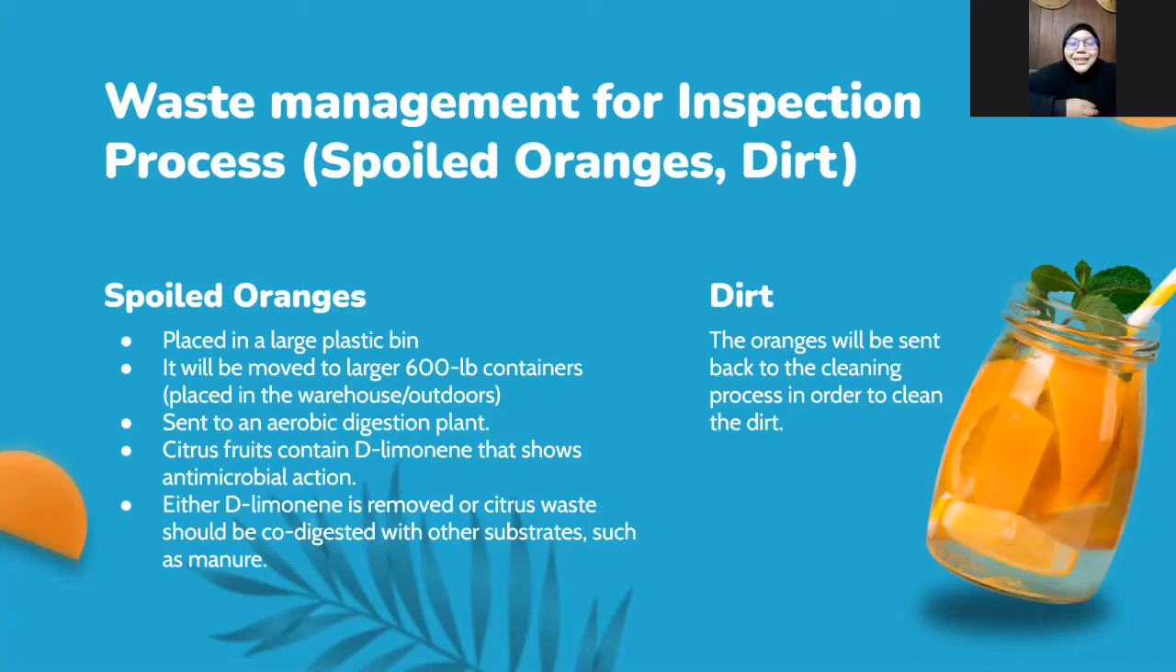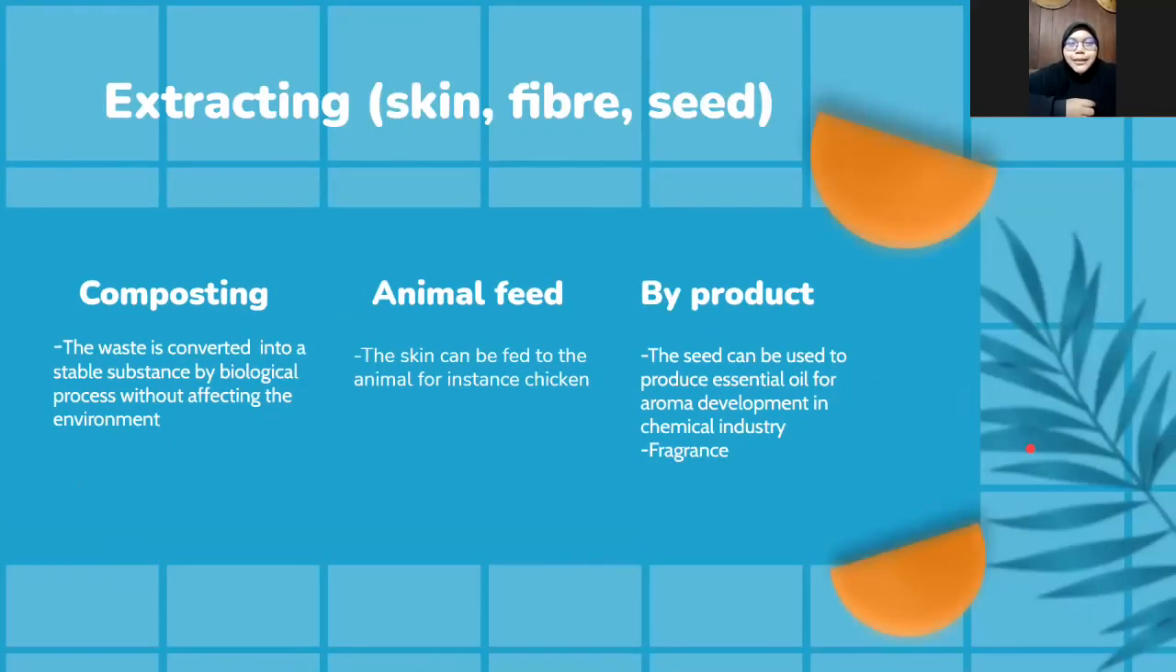The other thing that we can find in the inspection process is dirt that comes from the surface of the fruits. So this fruit will be sent back to the cleaning process in order to remove the dirt. So I will pass to Anil to proceed with the presentation.